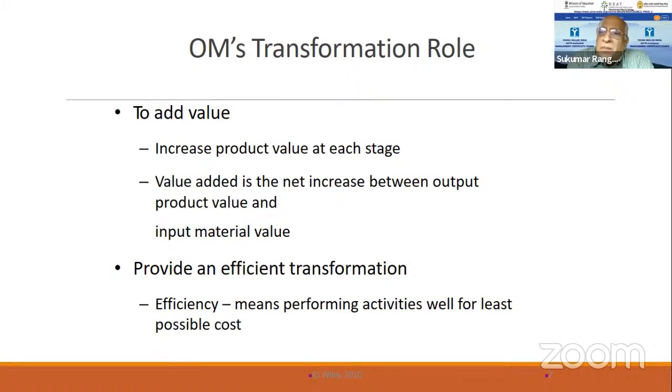You can think of any product, you will find that there will be at least 2, 3, or 4 stages of manufacturing. It provides an efficient transformation. We used this term earlier also. Efficiency means performing activities with the least possible cost.